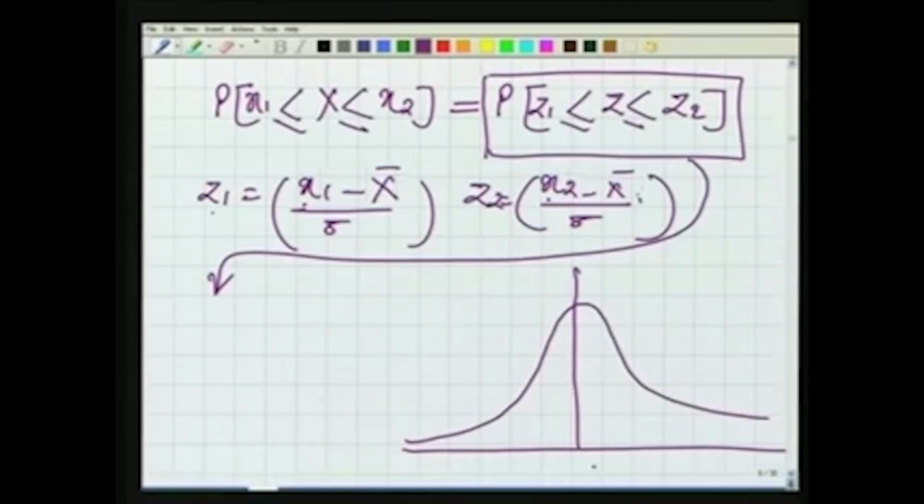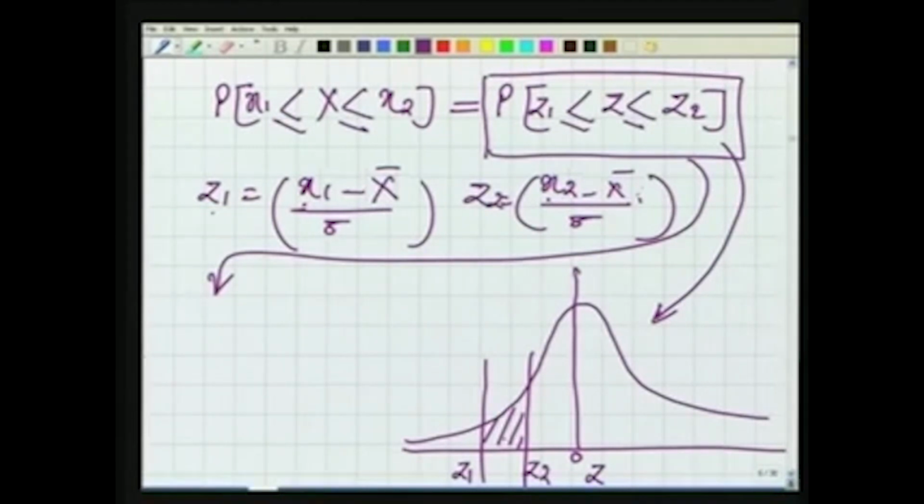This is for my z where it is 0. Let us say the z1 and z2 are here. This is my z1 and this is my z2 corresponding to my x1 and x2. Basically, what am I interested in? I am interested in this area. The moment I write this, it is actually the area here, the shaded part.